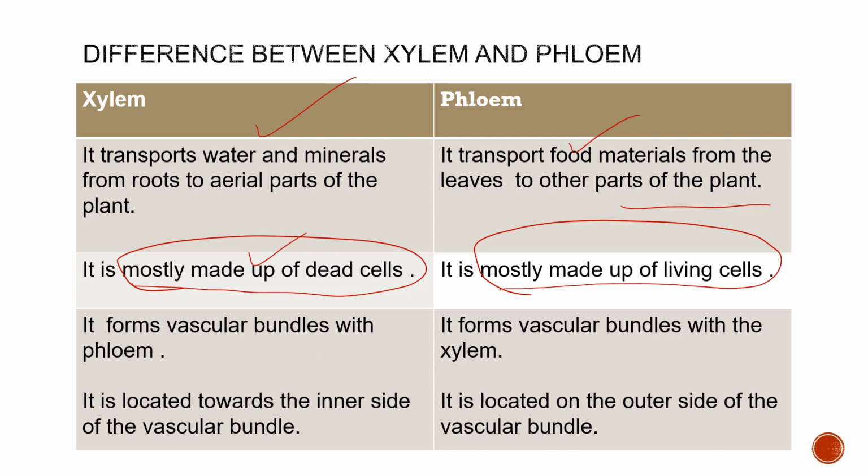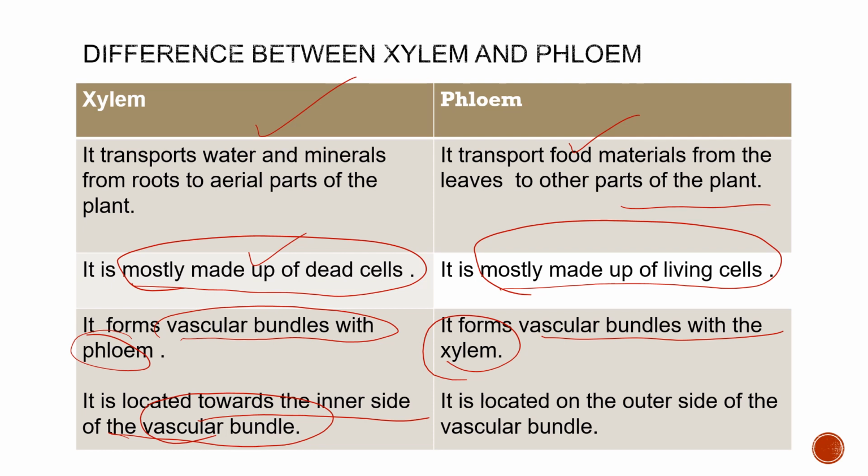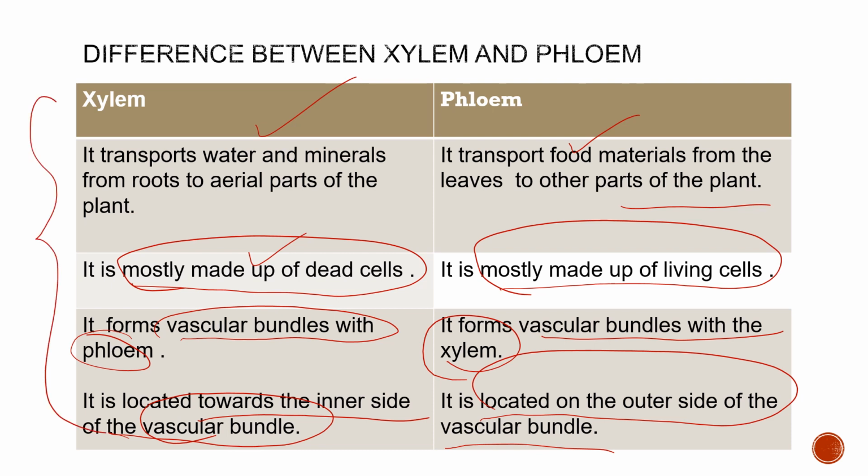Now, the xylem forms the vascular bundles with the phloem. Xylem is located towards the inner side of the vascular bundle, and phloem is located on the outer side of the vascular bundle. So these are the main four differences between xylem and phloem. So let us move on to the next one.